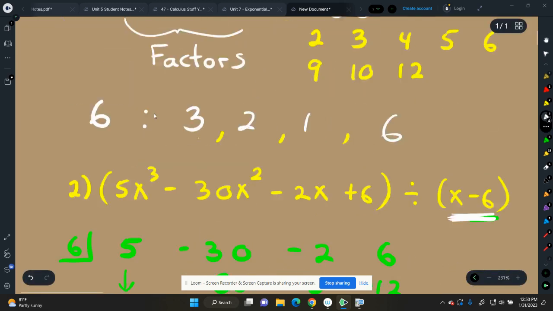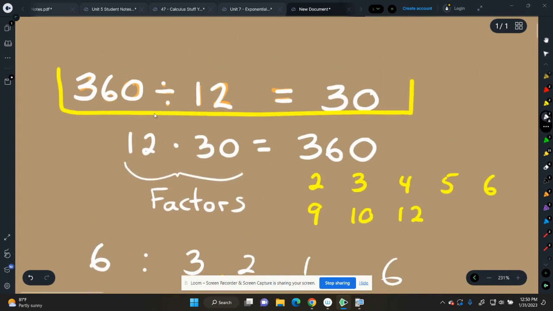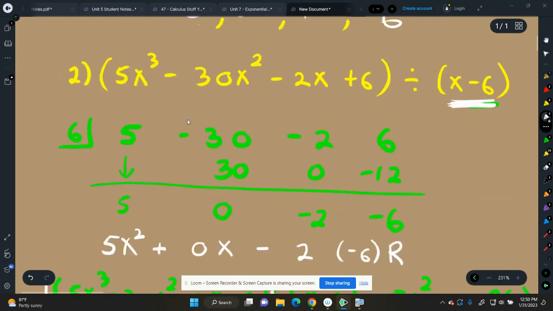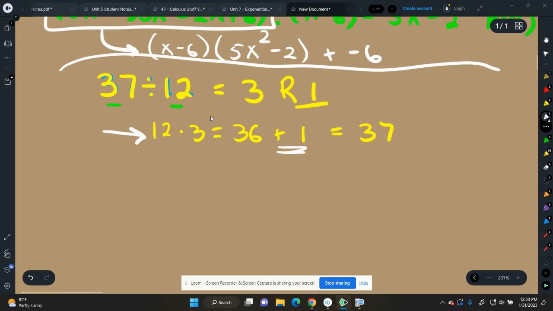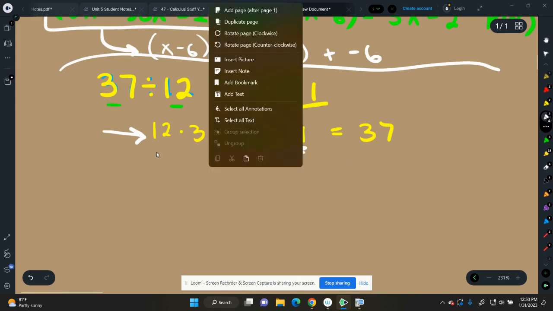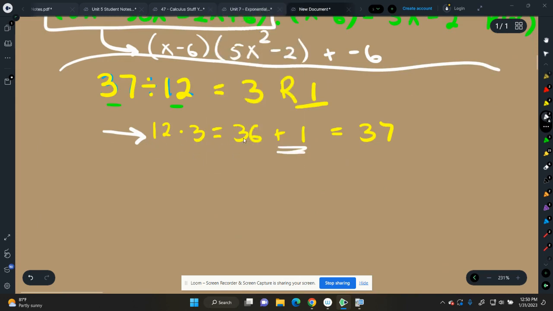Is there a remainder on this problem? The remainder would be 0. Look at this problem down here. 37 divided by 12. Are 12 and 3 factors of 37? No. Why not? When you multiply them, they don't make 37. Is there a remainder?